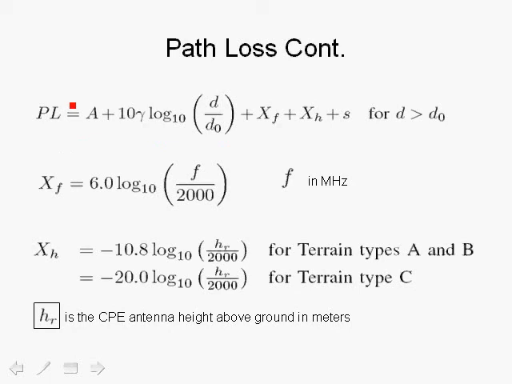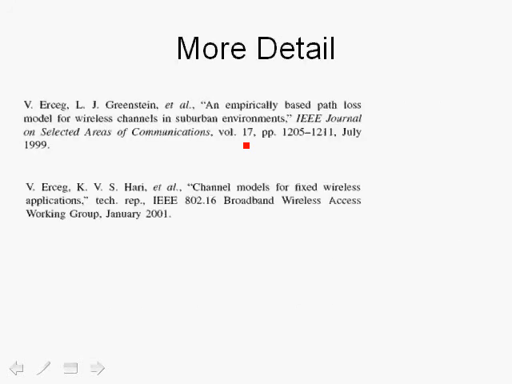After we compute the path loss based on this model from the base station to the CPE or to the subscriber station, we have to take into consideration the effects of fading due to multipath and also Doppler, and we'll discuss that later on. For more detail, I'll refer you to Erceg's papers, both submitted in the IEEE Journal on Selected Areas in Communications, along with Greenstein, and also a paper by Erceg and Hari, which was submitted to the 802.16 Broadband Wireless Access Working Group back in January 2001 in order to get more detail.